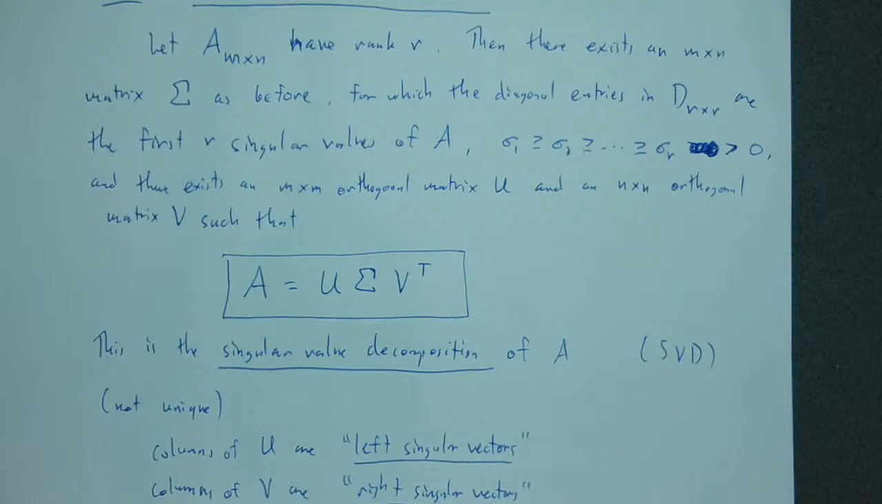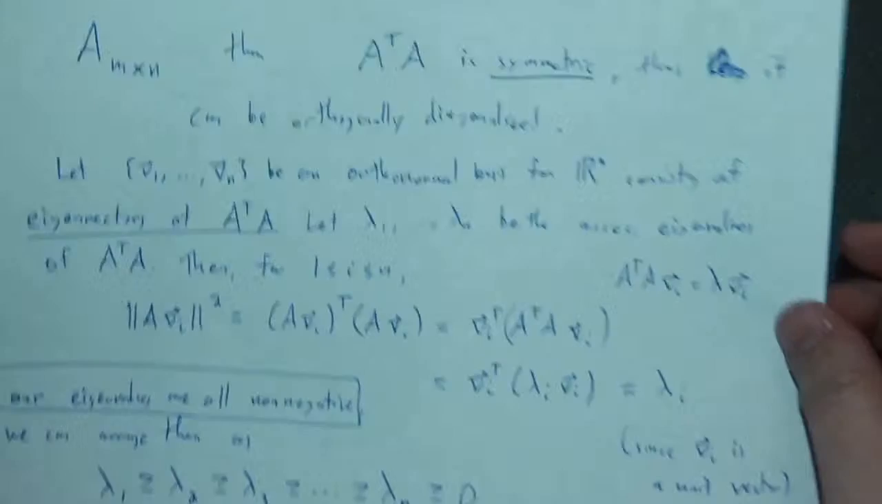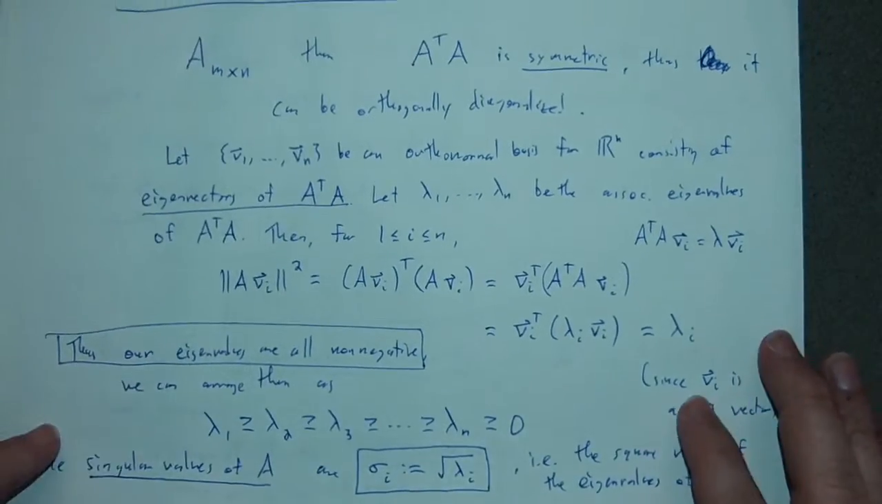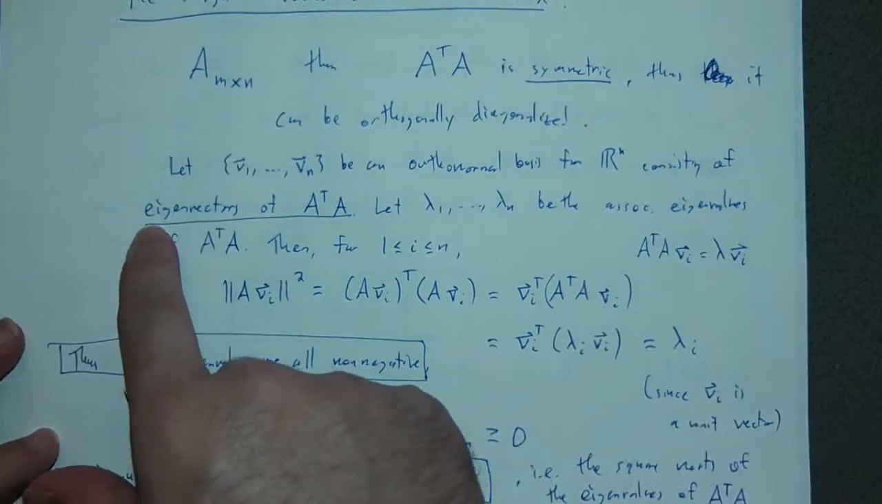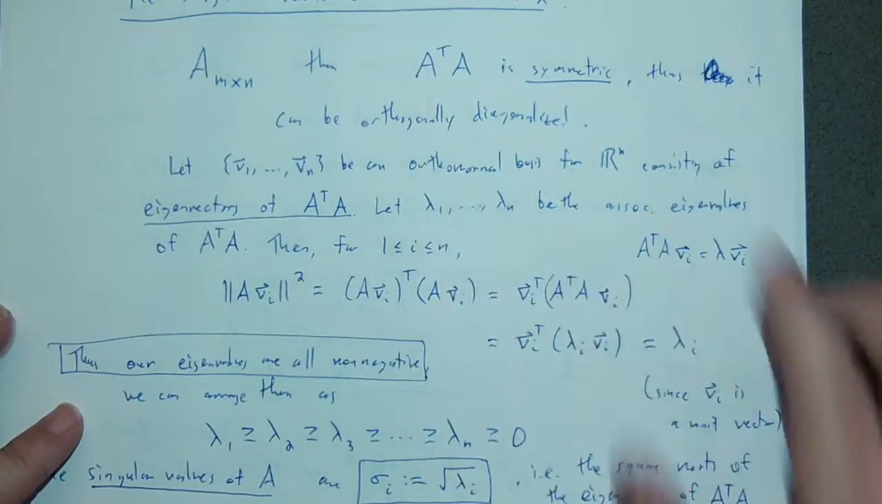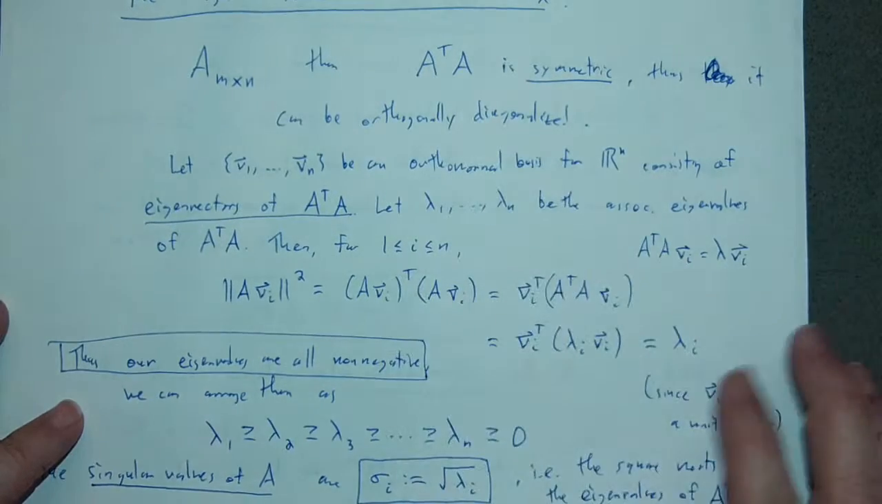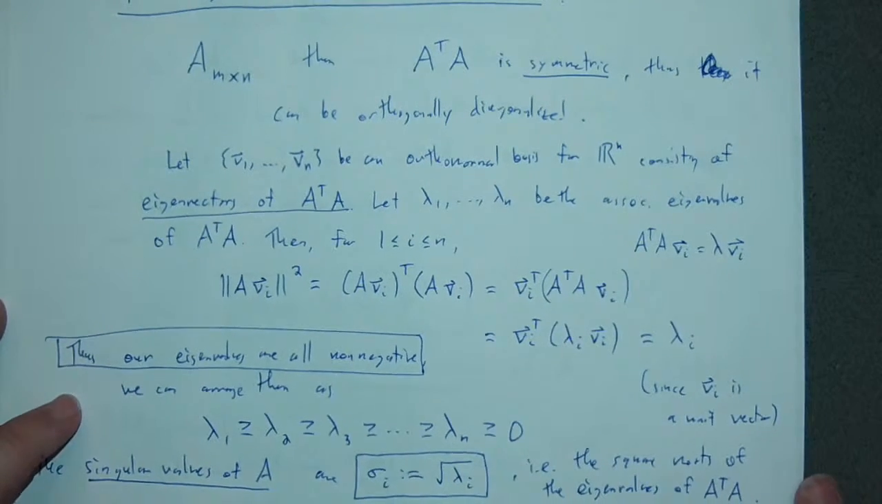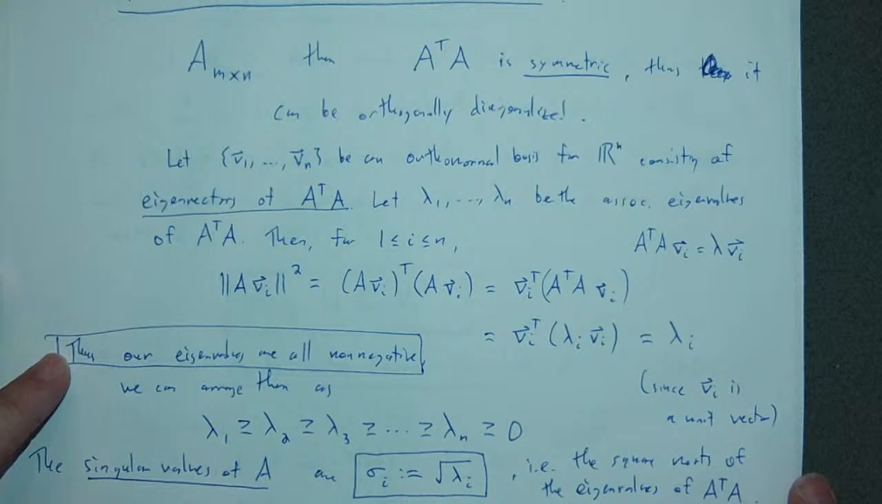Again, this is kind of a lot to keep track of. Going back one more page to remind you of this: we start with A. A transpose A is symmetric. It can be orthogonally diagonalized because it's symmetric. In fact, those are exactly the matrices that can be orthogonally diagonalized.